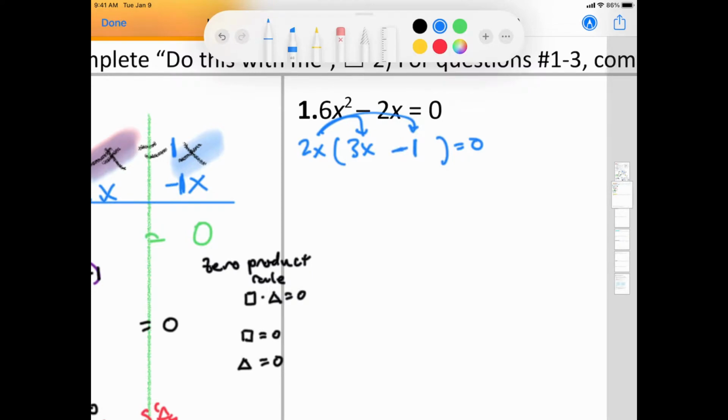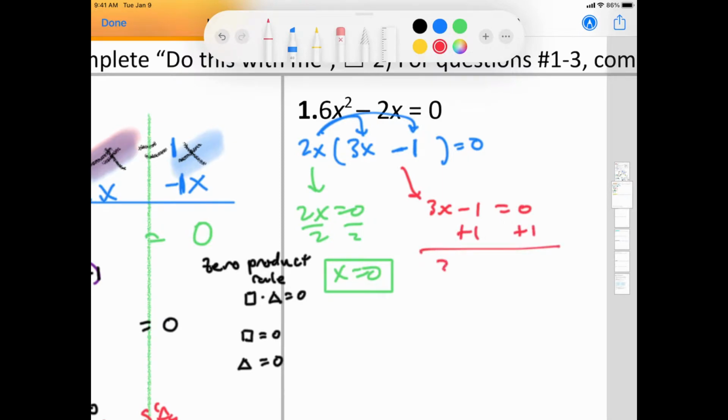Those are already factored, and now I can just set those equal to 0. 2x equals 0. X is equal to 0. Pretty fast, right? This one, you set this binomial equal to 0. Remember, use PEMDAS backwards. So we're going to add 1 and then divide lastly. So x equals 1/3.